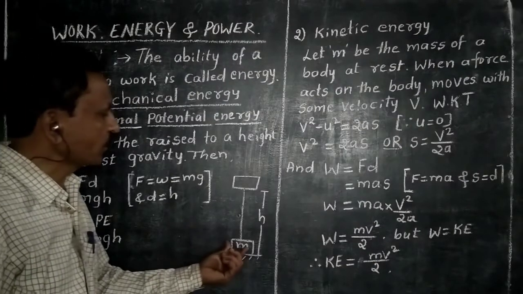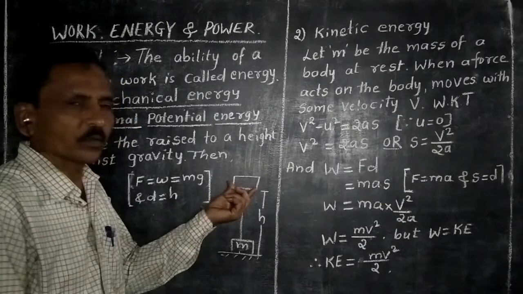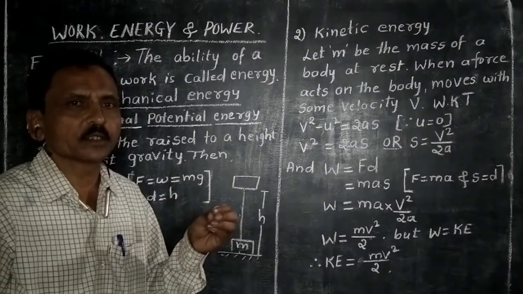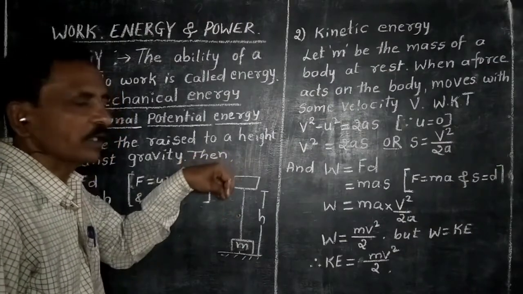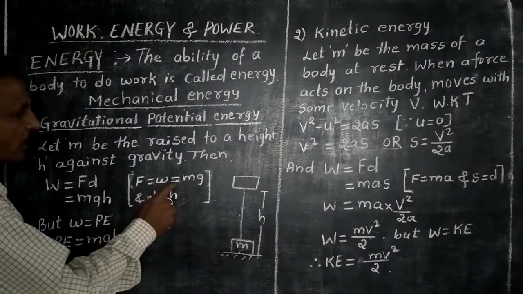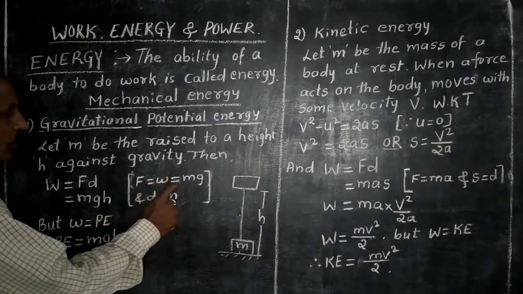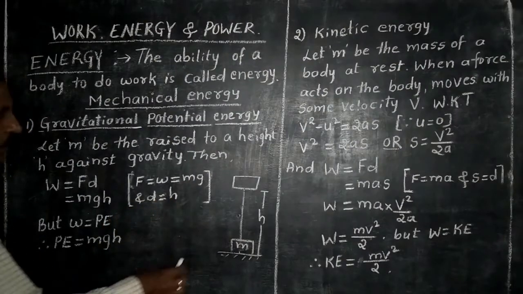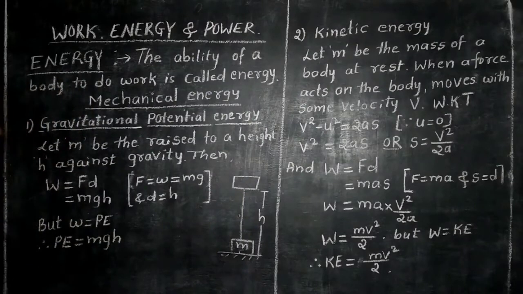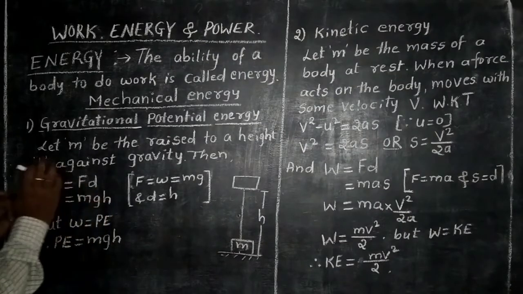Here, the force is the external force exerted on the body to raise it against the gravitational field, and it is taken as equal to the weight of the body. Weight of a body is nothing but the force with which the body is attracted towards the ground. Hence F is the weight of the object, given by mass into acceleration due to gravity. Hence F equal to W equal to mg and D equal to h, the displacement of the body from ground level to a height h. Therefore, W equal to mgh.